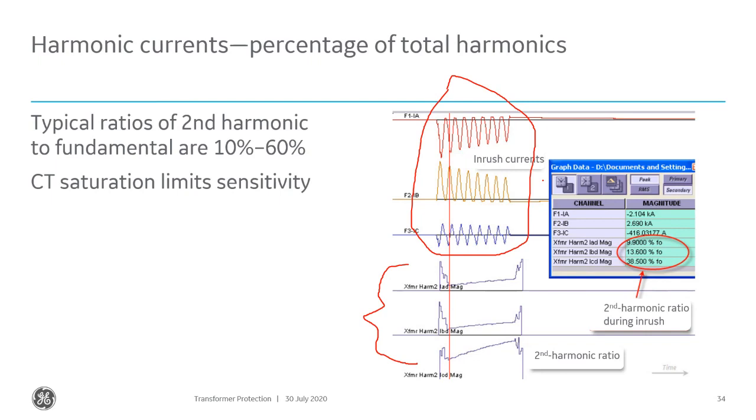So in a modern microprocessor-based relay, there's a phenomenon where we might produce a lot of second harmonic content for a few cycles, and it may drop down significantly, as it has in this case, where the magnitude of A phase dropped down to 9.9%, and the magnitude of B phase dropped down to 13.6%, and C phase is at 38.5%. Because of that, there's three inrush inhibit modes.